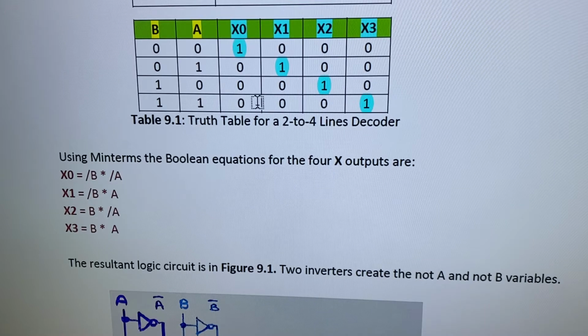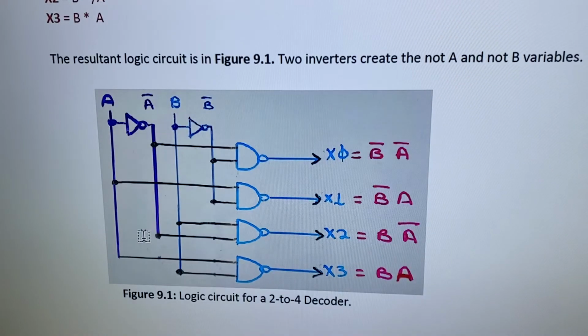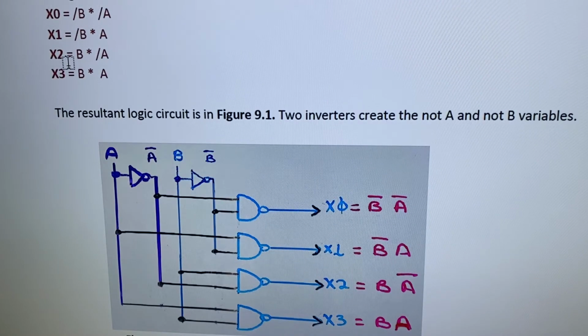because x0 is equal to not A and not B. Then x1 is equal to A and not B. x2 is equal to not A and B, and x3 is equal to A and B. Notice the asterisk represents the AND function, okay? The logical AND function.